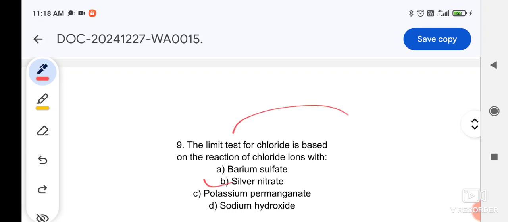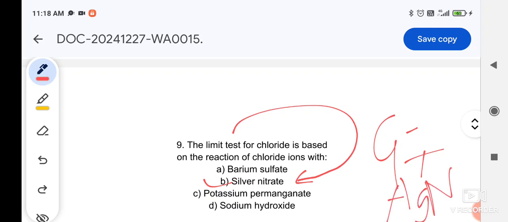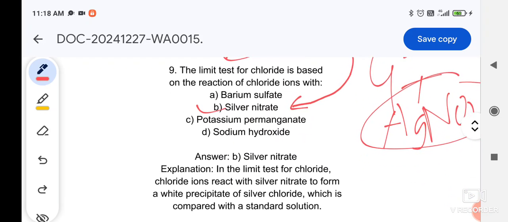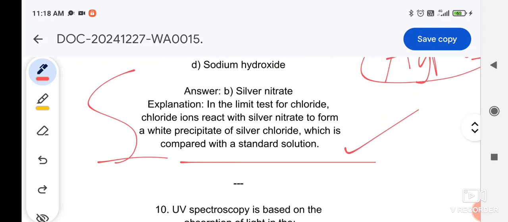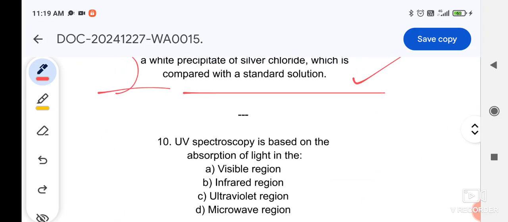The limit test of chloride is based on the reaction of chloride ions with silver nitrate. Chloride ions react with silver nitrate, AgNO3. So by this the limit test of chloride is based. Chloride ions react with silver nitrate to form a white precipitate of silver chloride, which is compared with a standard solution. This is the explanation for the above question. Now we will go to the 10th question.